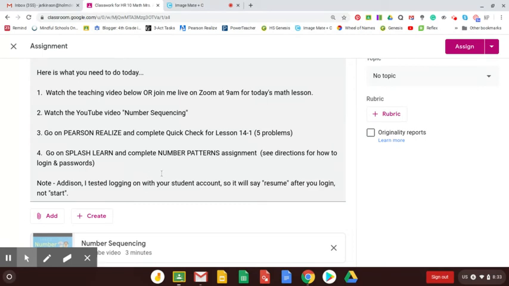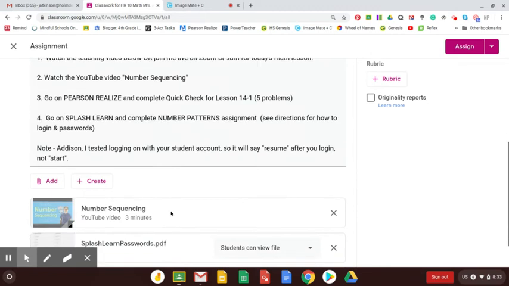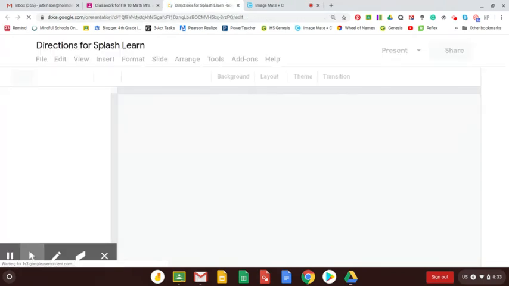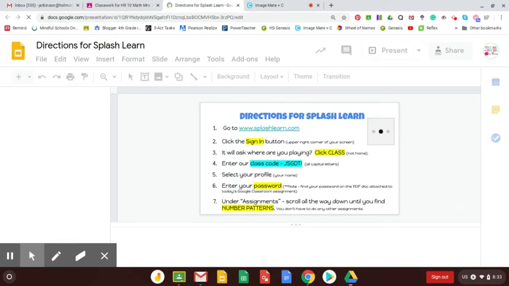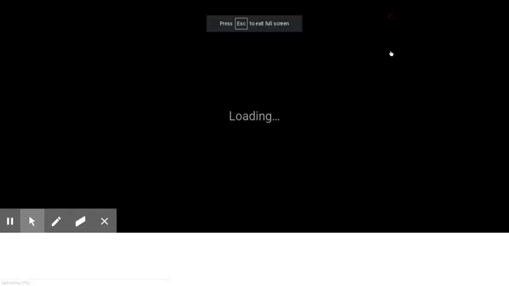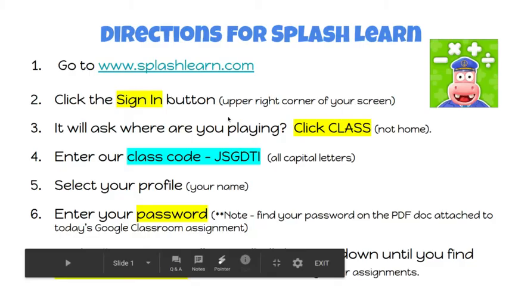But it's the same exact login instructions as we used to use, but I'm thinking it's been so long that you probably don't remember. So here is how you do it. You're going to go down here and you're going to click on the directions for Splash Learn and they'll come up. And if you follow these directions, you will be able to log on with no problem. And there are a lot of directions. You have to read every single thing. I'm just trying to get it bigger for you.